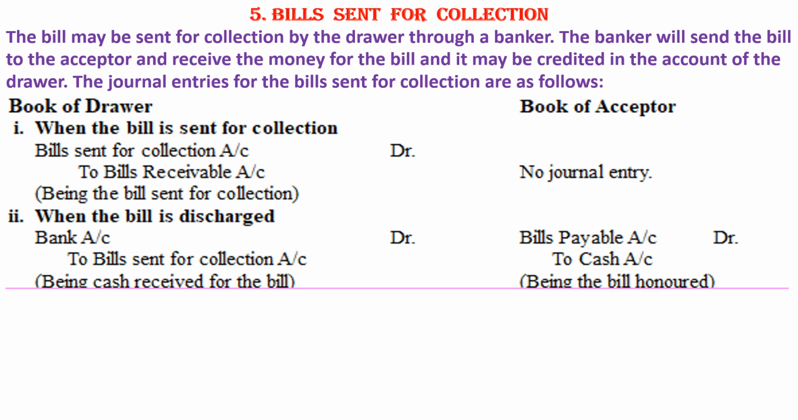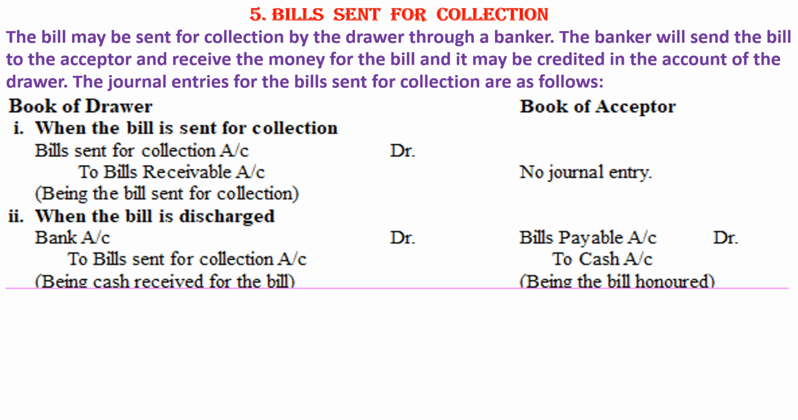5. Bills sent for collection. The bill may be sent for collection by the drawer through a banker. The banker will send the bill to the acceptor and receive the money for the bill, and it may be credited in the account of the drawer. The journal entries for the bills sent for collection are as follows.